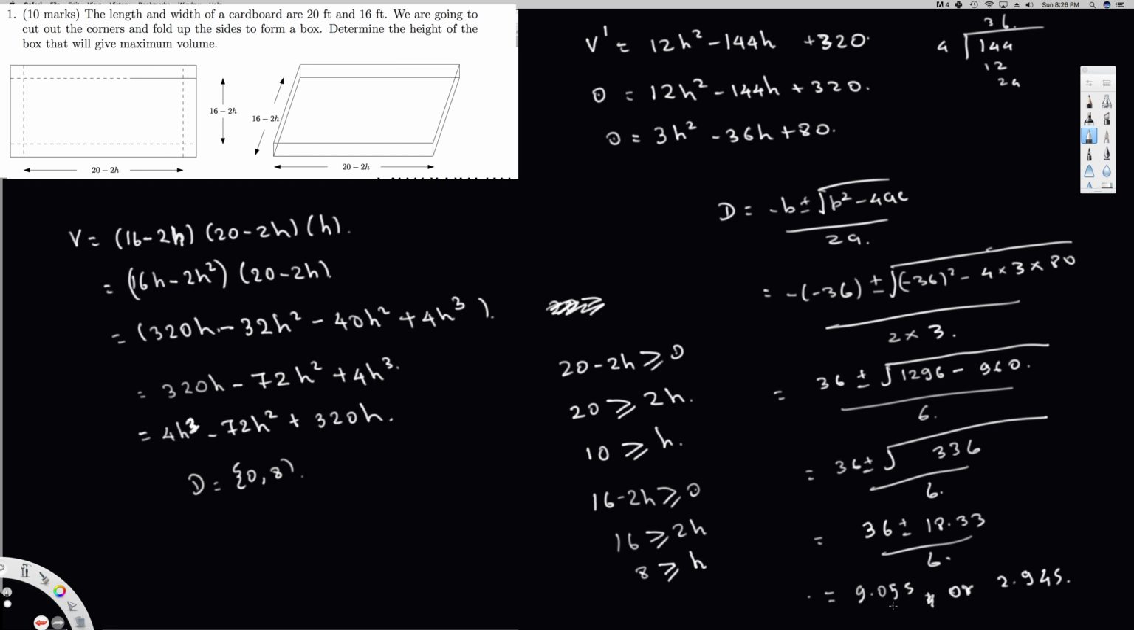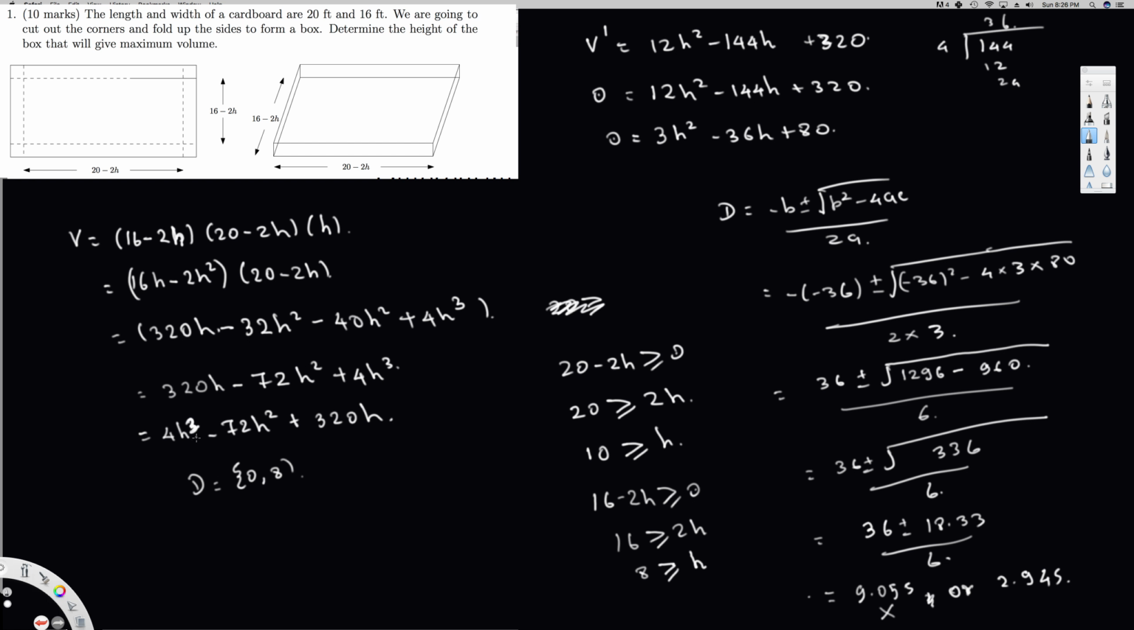Therefore, we can eliminate one of these values, because we got 9.055 and 2.945. 9.055 is not possible because it's above the domain, so we can eliminate this one. Then 2.945. Now I have to check whether this is the absolute maximum, because the question is asking to determine the height of the box that will give the maximum volume. This is a critical point, and we have to check the endpoints too.